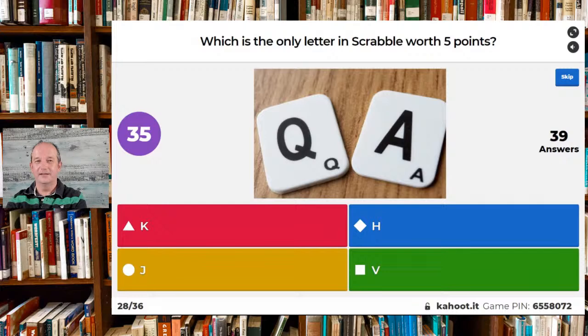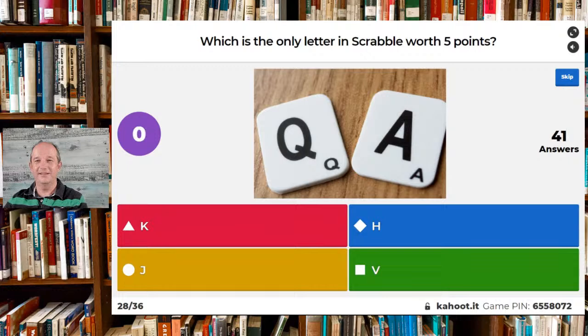Who's going to get that one? Who's not going to get it? Where's the scoreboard going to go? Remember, this is what round? I can't see my list. Round five. We are on the penultimate round. One more to go. If you've been holding back, now's the time to go for it.